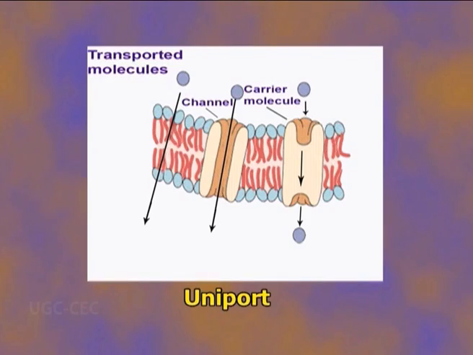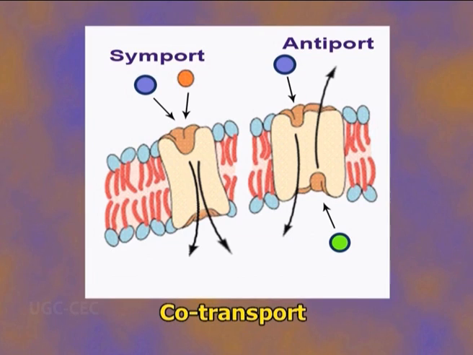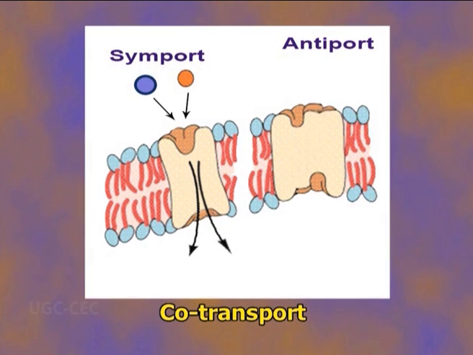Some transport proteins move only one type of solute across the membrane, known as uniport. In others, transfer of one solute depends upon the simultaneous transfer of a second kind of solute, known as cotransport. If simultaneous transfer of two molecules is in only one direction, then it is known as symport, while if it works in opposite directions, then it is known as antiport.